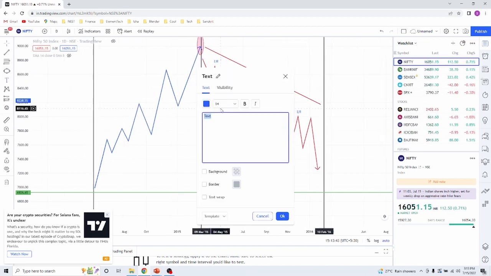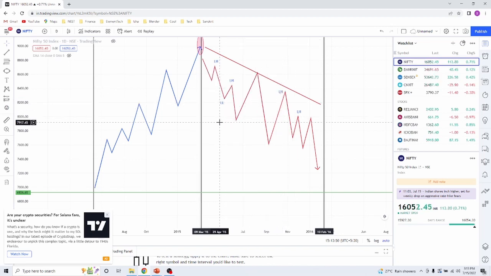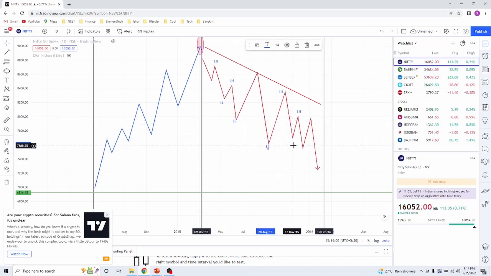I'll mark it as LL because that's the short form for lower low. And same thing, control-drag it to here. This is also a lower low. Same thing here, lower low. But you see, this point is not a lower low, right? Because this point was more than its previous low. So this is not significant for us. This is the same low, because it's almost on the same price level, approximately. But this point is definitely a lower low.